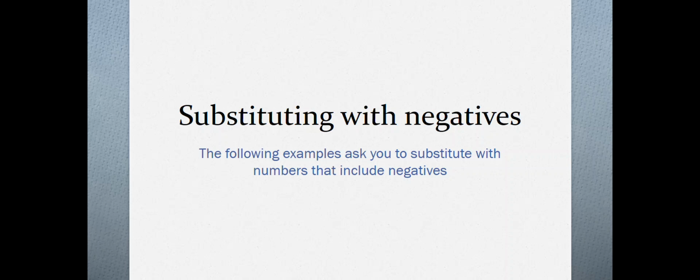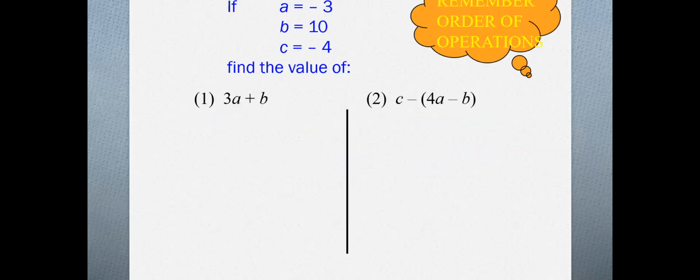Our next section involves substituting with negatives. We have been substituting with positive numbers like the 5 and 2 and 3. They were all positive. Now let's try and do this with negatives. This is where substituting with brackets can be very, very important. We can see we've got now A is equal to a negative 3, so we've got a negative value. B is a positive 10. And C is also negative 4, a negative value.